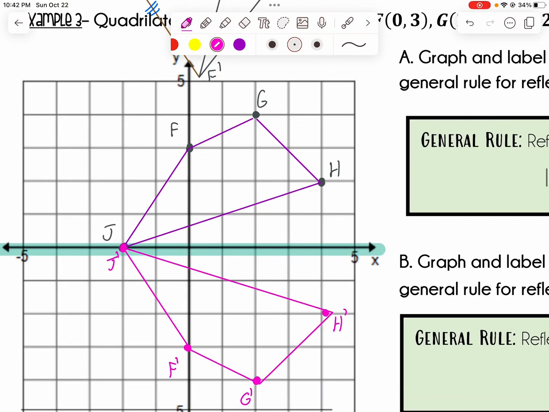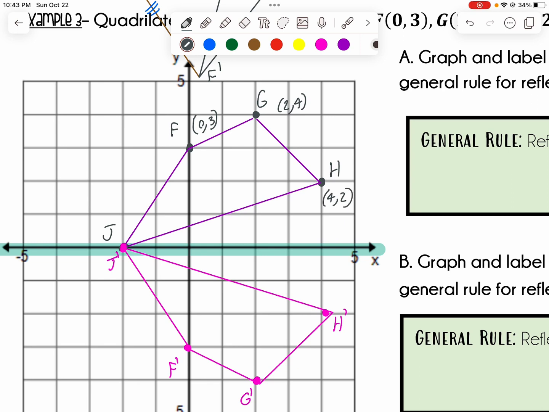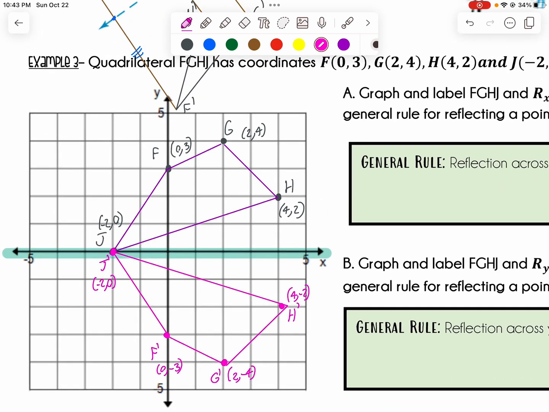Now, one thing I want you to notice are the coordinates here. Take a look at the coordinates of the original. 0, 3, 2, 4, 4, 2, and -2, 0. Now, when we reflect it, what are the coordinates that we get? -2, 0 for J. F is 0, -3. G is 2, -4. H is 4, -2. Now, you might notice that each of the y coordinates have switched signs.